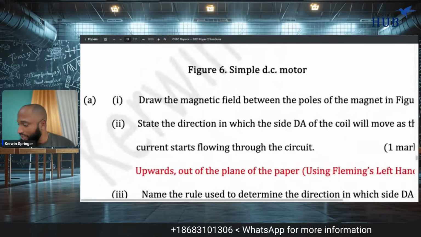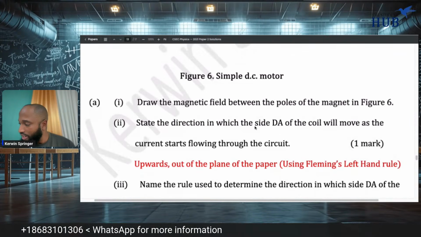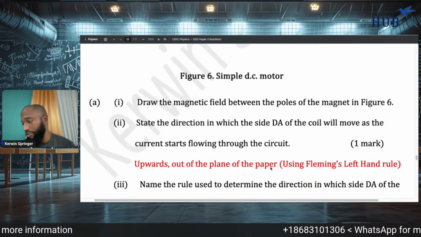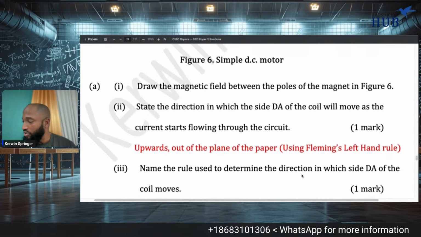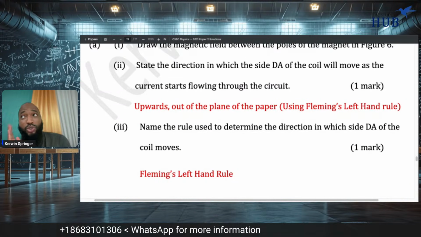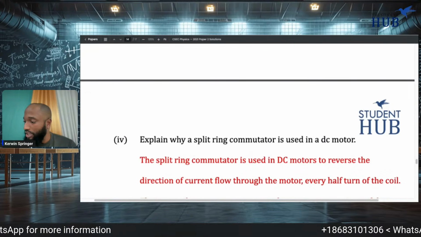Draw the magnetic field between the poles. I just did that already. State the direction in which AD will move: upwards, out of the plane of the paper. Name the rule which you use: Fleming's left-hand rule. Everybody able to get those marks if it comes? Make sure you put up them gang signs and get them marks, right?